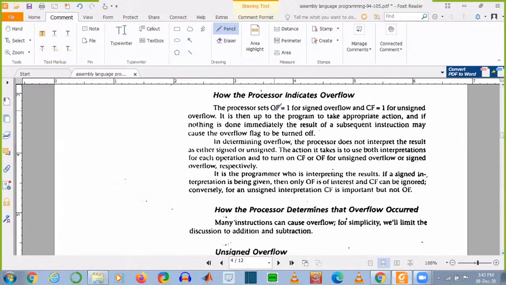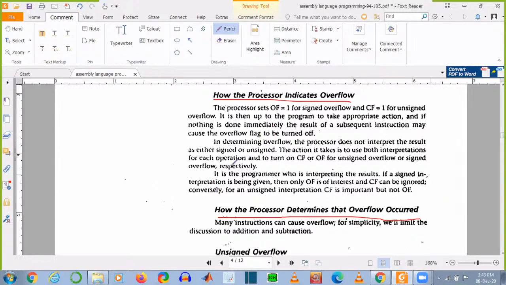Okay, so how does the processor indicate overflow? These are the two questions we are going to answer. The first question: how does the processor indicate overflow? So the processor sets OF equal 1. I already discussed that actually.